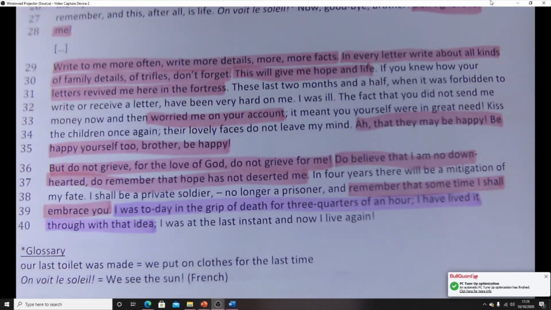"I was today in the grip of death for 3 hours, 3/4 of an hour. I have lived it through with this idea. I was at the last, and now I live again." So I've got lots of choices there.